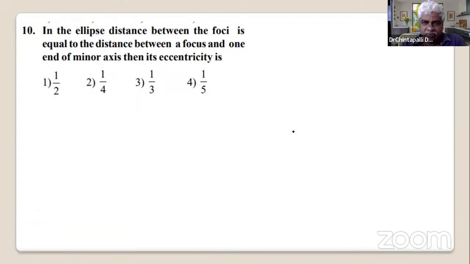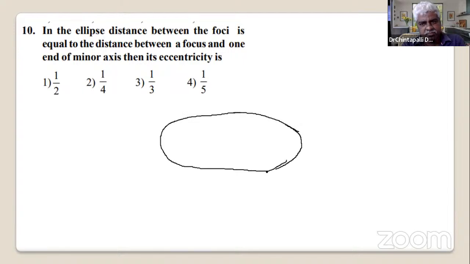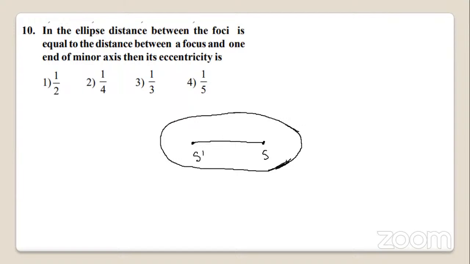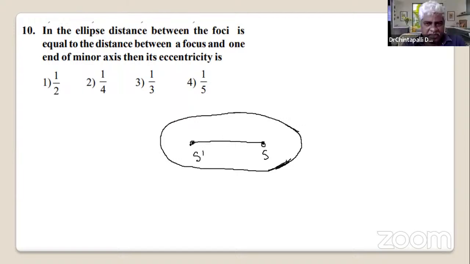Right. See, it is an ellipse. It is not a perfect ellipse. It is S and S dash. Distance between S and S dash is 2AE, right? It is 2AE.